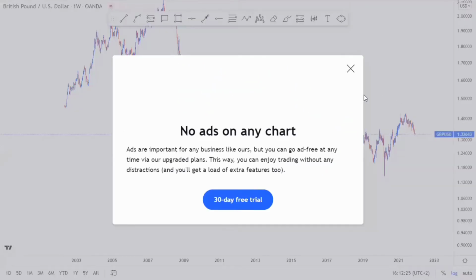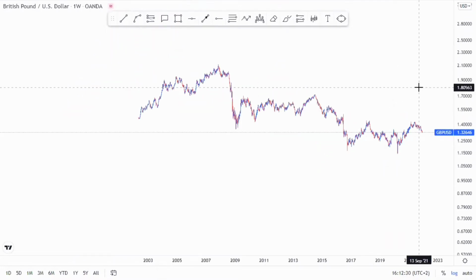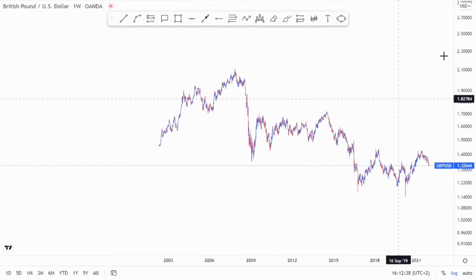Today I will be analyzing GBPUSD, and as you can see, we are on the 1 week time frame, and I will be analyzing from the 1 week time frame all the way down to the 15-minute time frame. So let me start by identifying structure.